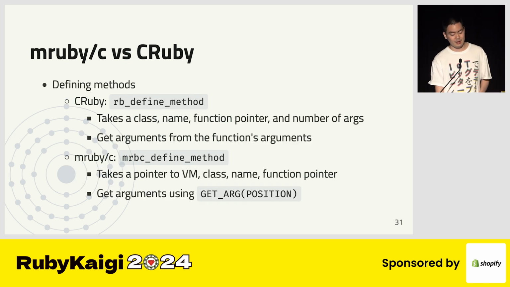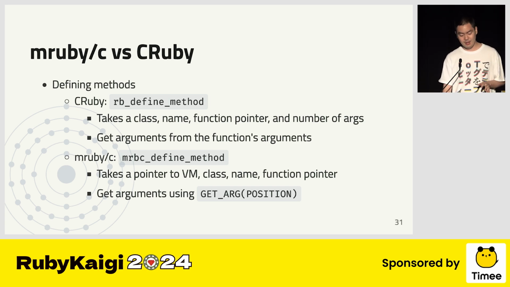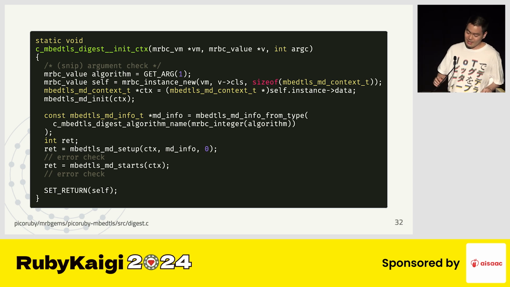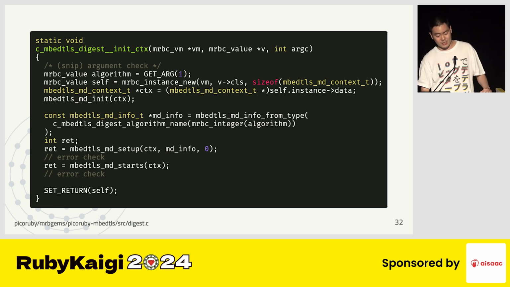And to define methods, you might have seen CRuby's rb_define_method, which takes a class name and function pointer, with the number of arguments specified in the rb_define_method function. And you can get arguments from the function's arguments, but in mruby/c, it is also done a little bit differently with mrbc_define_method, which takes a pointer to the VM, the class, a string name, and the function pointer. So we don't have the number of arguments, so we take the arguments using the GET_ARG macro. So using this knowledge, this is what the initialization of the digest instance looks like.